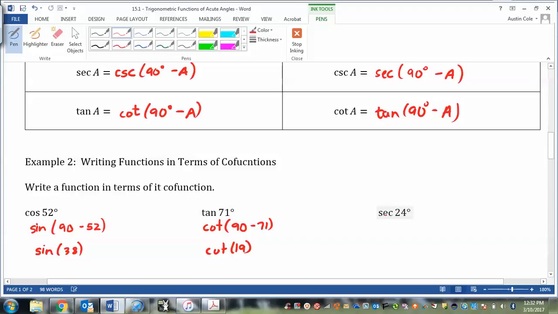And the cofunction of secant is cosecant. So this is going to be cosecant of 90 minus 24, which is cosecant of 66.